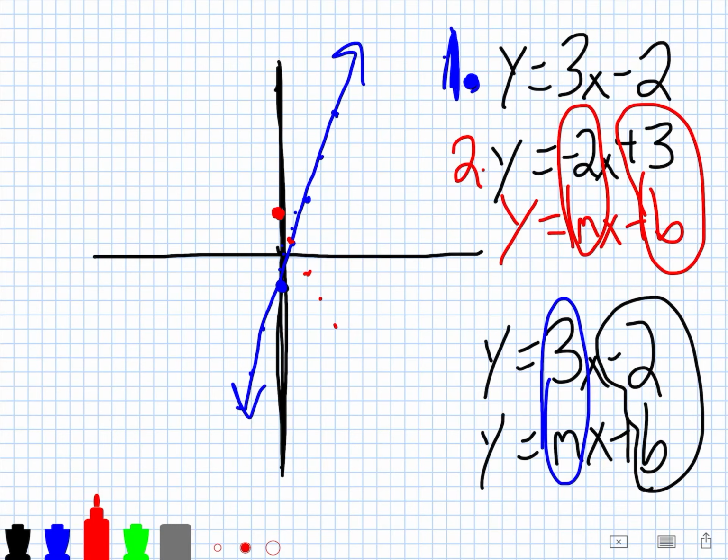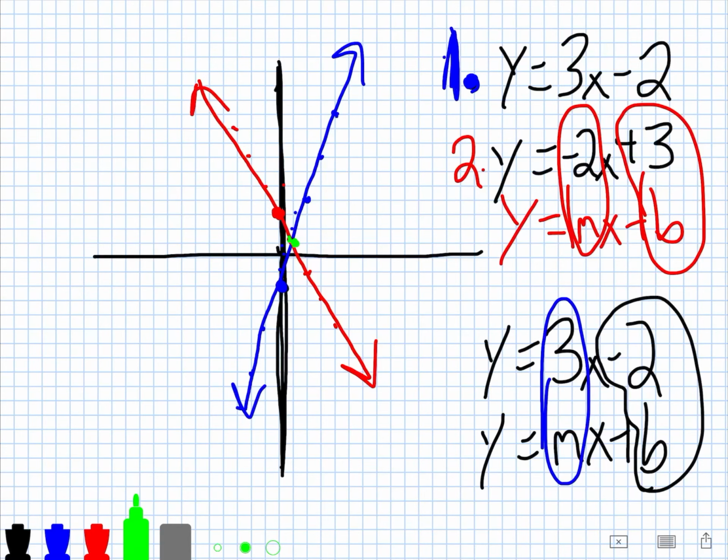Same thing, but opposite on the opposite side, up 2 to the left 1, up 2 to the left 1, up 2 to the left 1. And you'll see that they intersect at one specific point, which is right there where that green dot is.